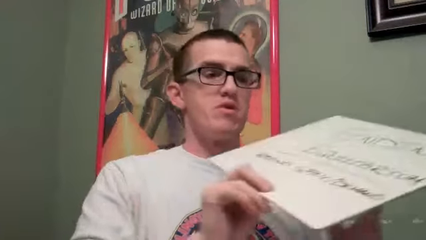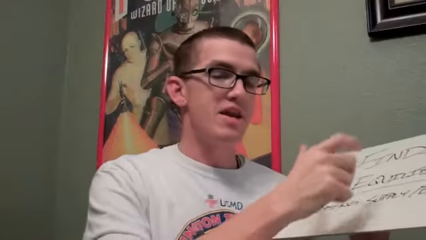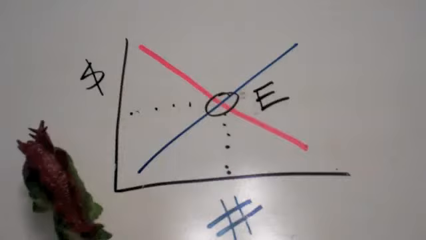Welcome to part 3 of supply and demand with Mr. Bolden. This time we're going to be finding equilibrium. We're going to be adding supply and demand together, and we're going to find a market price. This is known as the price system, and then we're going to look at how changes in supply or changes in demand will affect this equilibrium price and quantity.